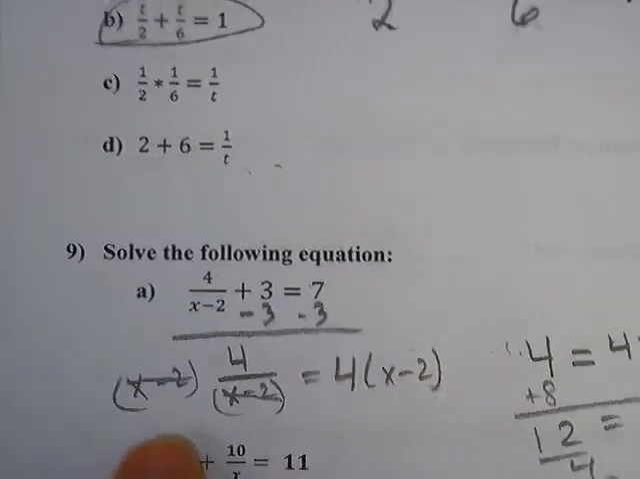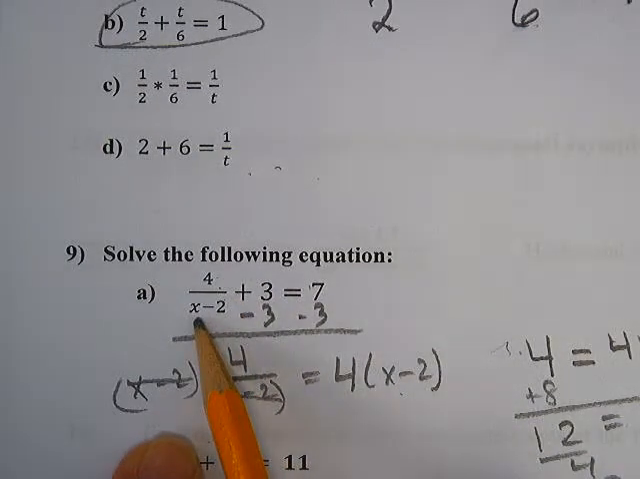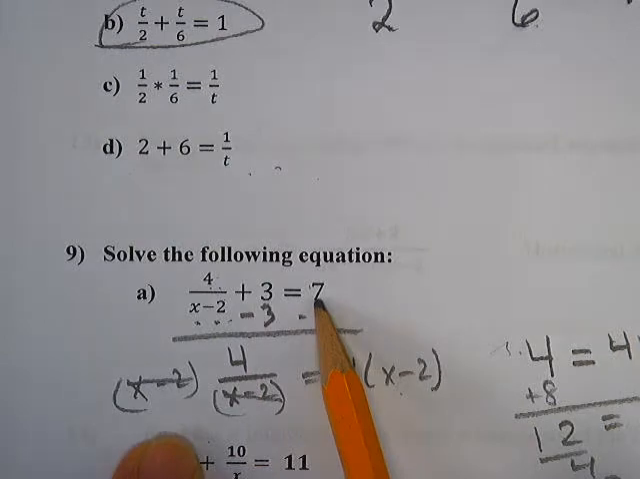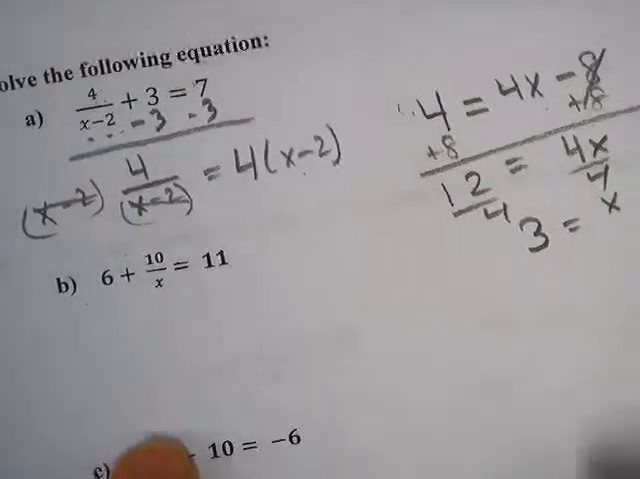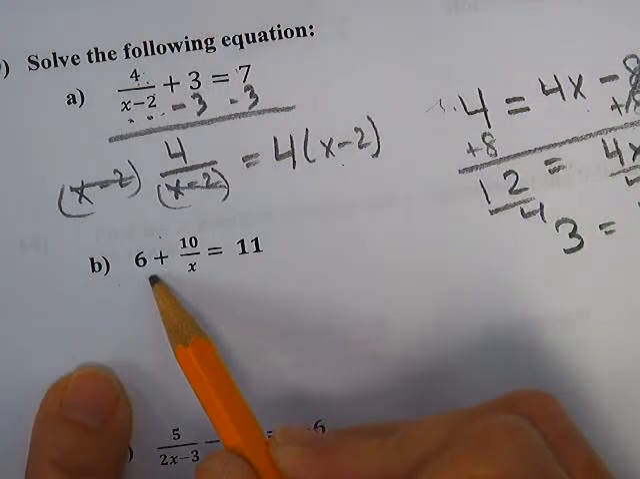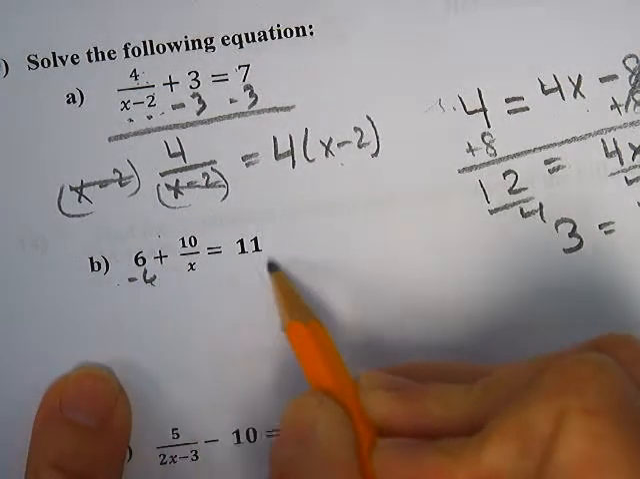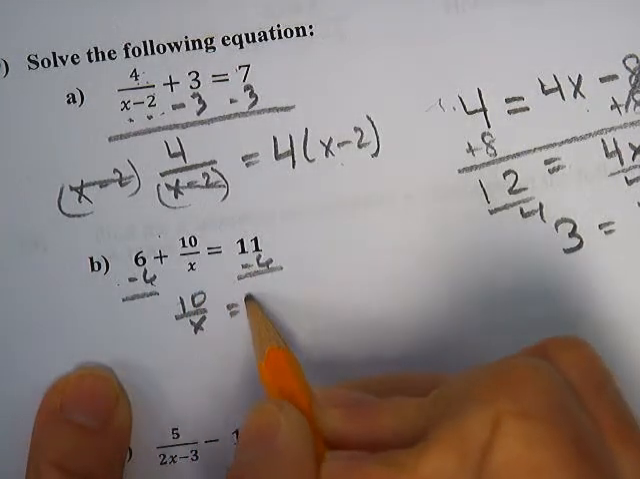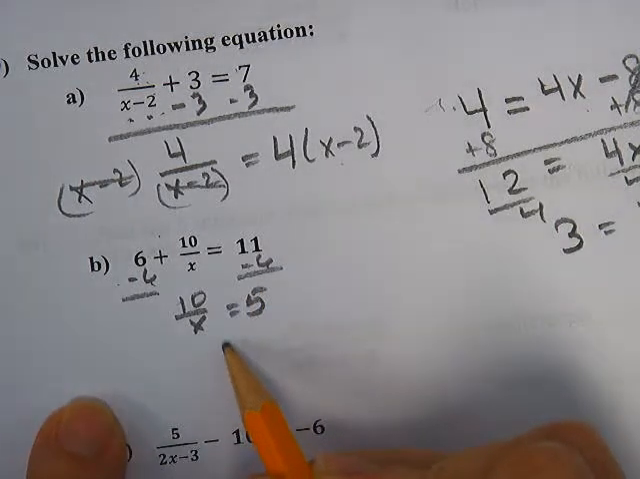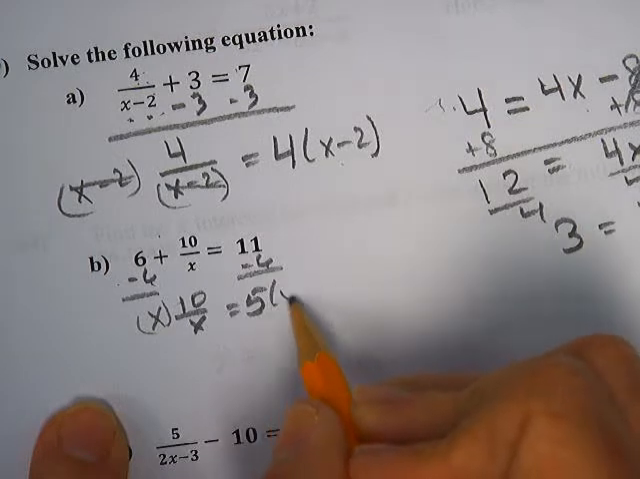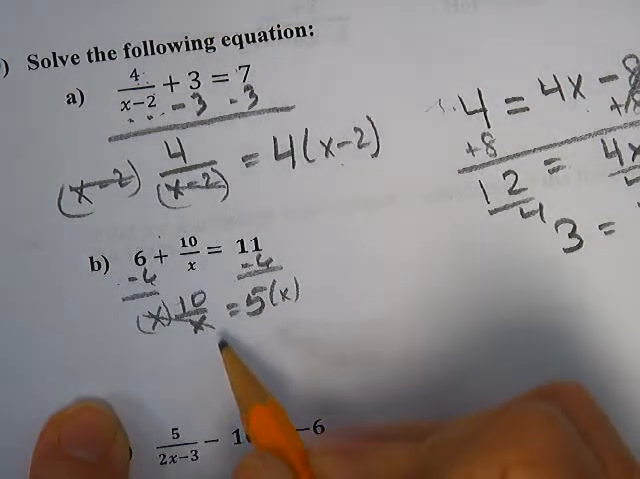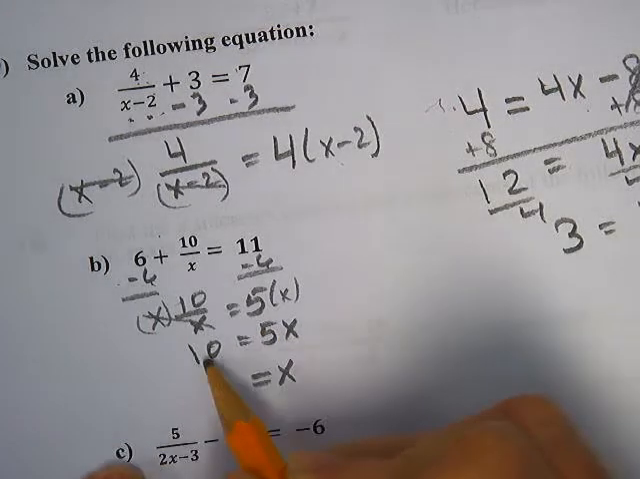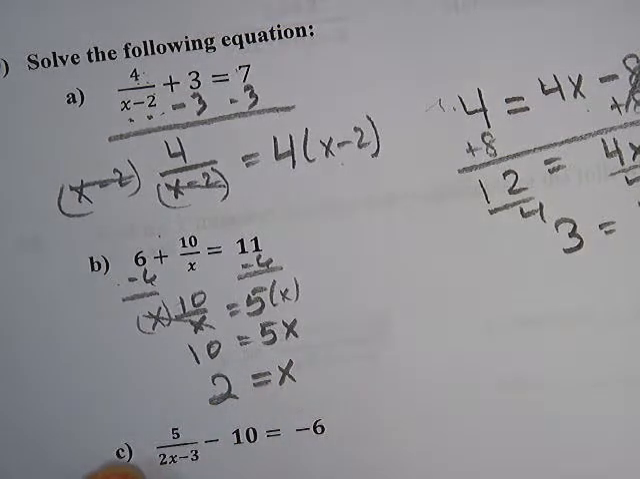And I can plug this right back in the equation. 4 divided by 3 minus 2, which is 1. So 4 divided by 1 is 4, plus 3 equals 7. So we did that correctly. Okay, part B. Let's subtract the 6. And we've got 10 divided by x equals 5. I'll multiply both sides by x. And I will cancel the x's on the left, so I'm left with 10 equals 5x. If I divide both sides by 5, I get x equals 2.